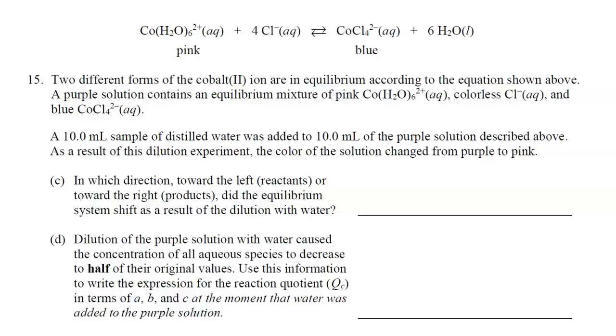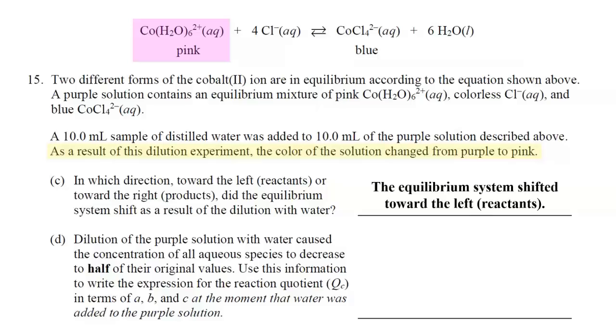Part C, in which direction? Toward the left, reactants, or toward the right, products, did the equilibrium system shift as a result of the dilution with water? So it was purple and it changed to pink. And since that chemical is on the left, on the reactant side, that means that our answer to part C of this question is that the equilibrium system shifted toward the left, toward the reactants, and we can see that visually because of the change in color from purple to pink. But now we have to explain why that occurred.